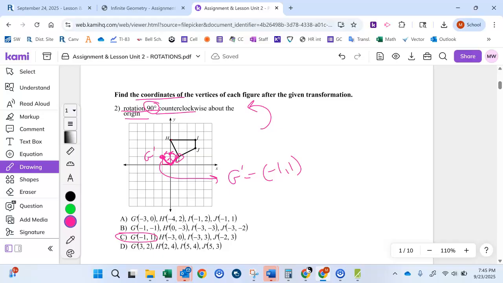H prime, because it's right here on this, so it's going to go that way. And since it's right here, we can see that it's going to be right there to form a 90-degree angle. It's going to be 1, 2, 3 this way, H prime. And what is that? That's -3, 0. So that's another reason why C is the correct answer, okay? So that's how you can find the coordinates, okay?